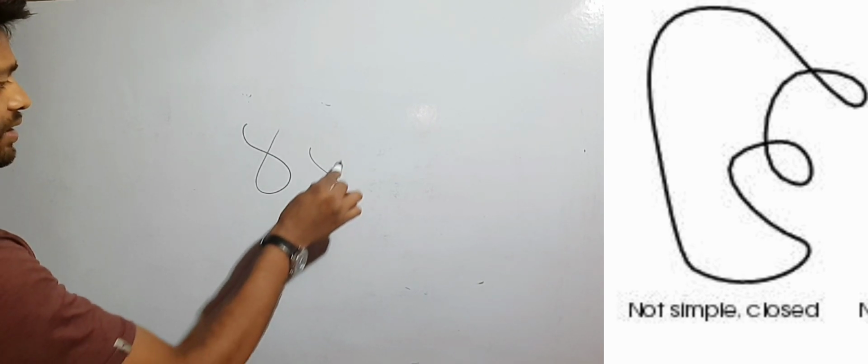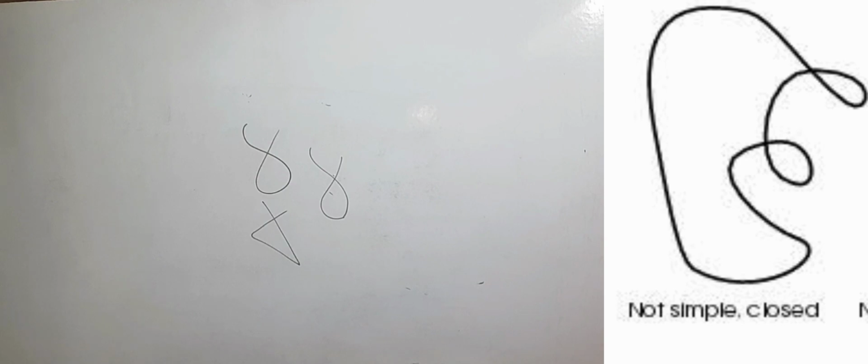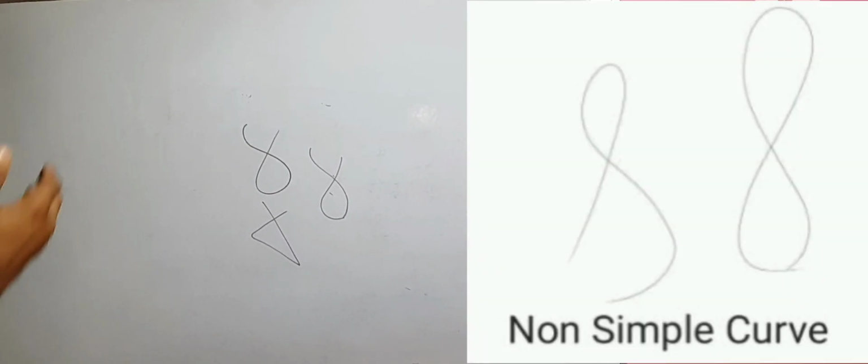But if I am doing like this, or like this, it's not a simple curve. Clear? Because they are intersecting. They should not intersect. So the diagram is there: one is a simple curve, one is not a simple curve. You see the reason. One is not intersecting and one is intersecting. The one which is intersecting is not a simple curve.